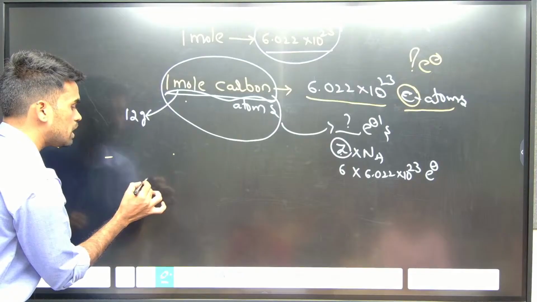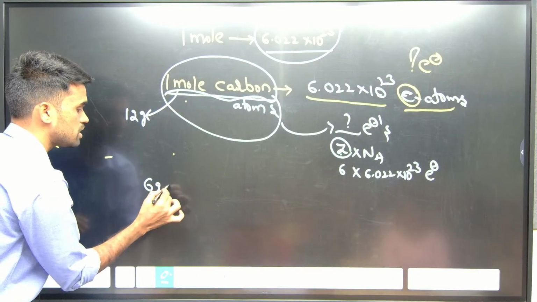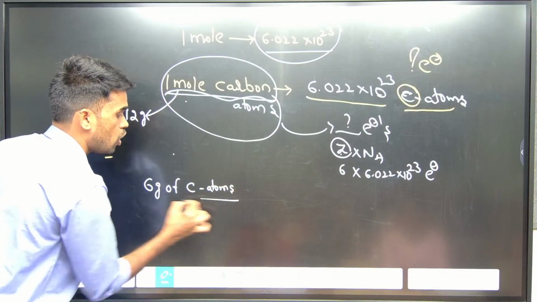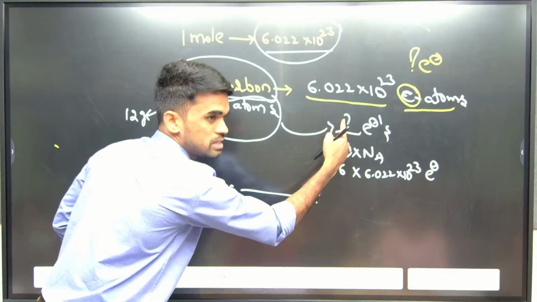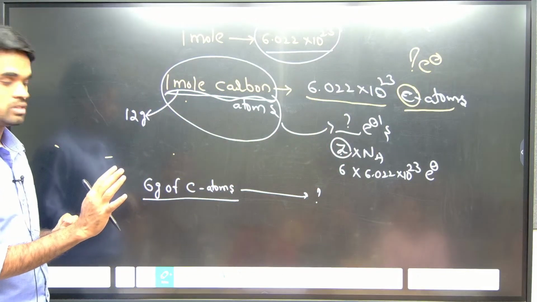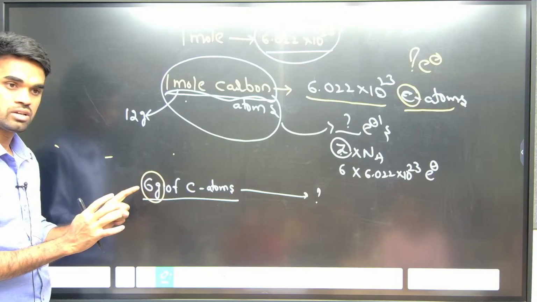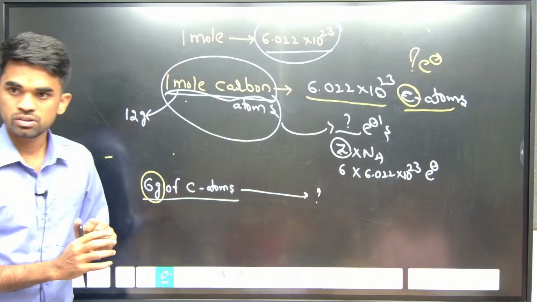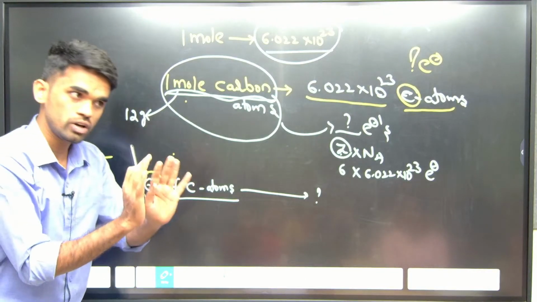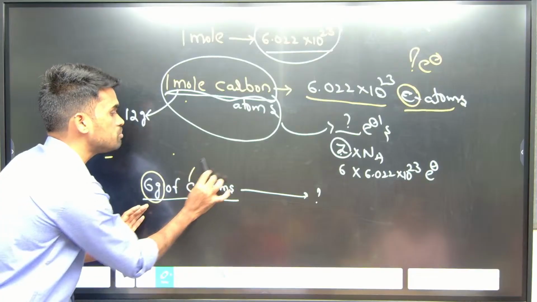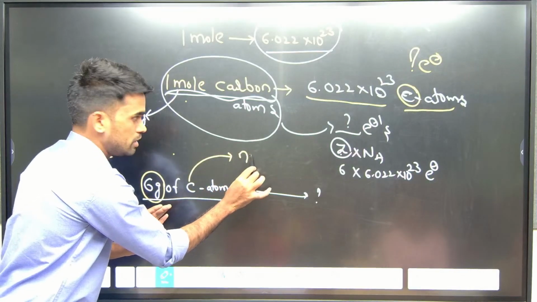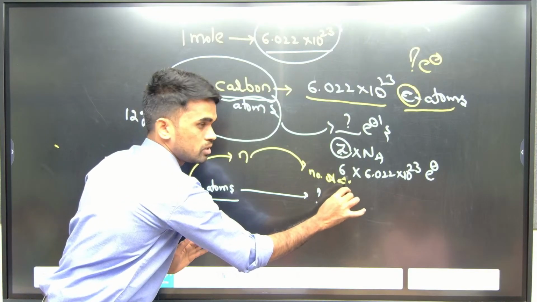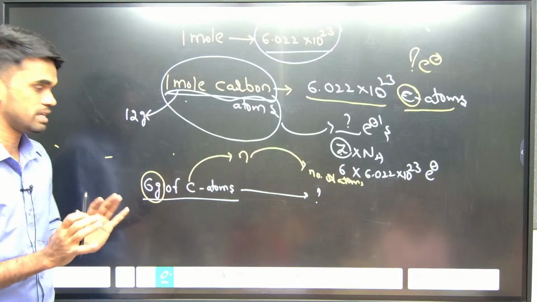Now I am giving you only 6 grams of carbon atoms. Tell me how many atoms. I want numbers. How can you do that? How much am I giving you? 6 grams. And what am I asking? Number of atoms. So first, do not get confused. First convert grams into number of moles, then number of moles into number of atoms. This is very clear, and you won't make any mistakes if you do it like this.